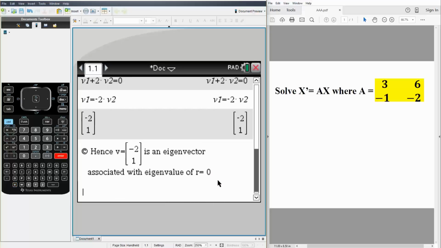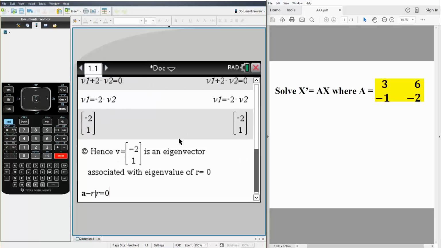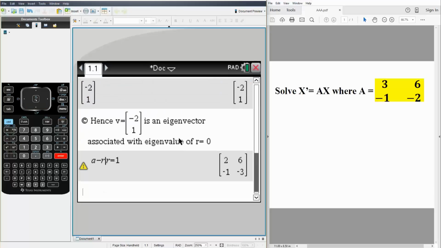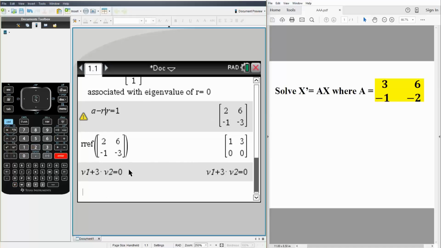And next we need to get the other eigenvector. So the other one would be where R is equal to 1. And so we replace 0 with 1, and we do the exact same thing. So we do the row reduced echelon form, and we write answer, hit enter. This is what we get. Therefore V1 plus 3 times V2 is equal to 0. Or we could say V1 is equal to minus 3 times V2.